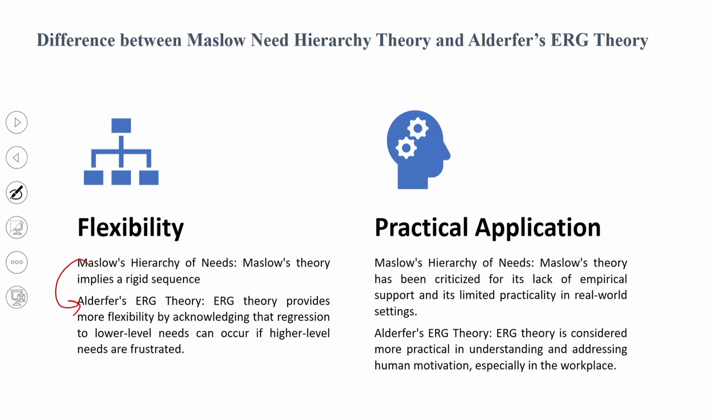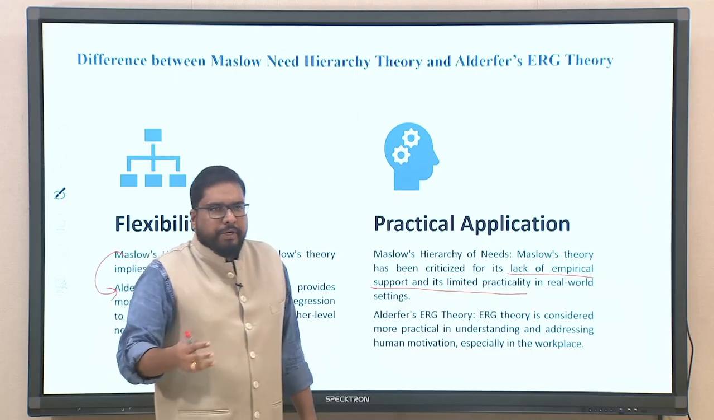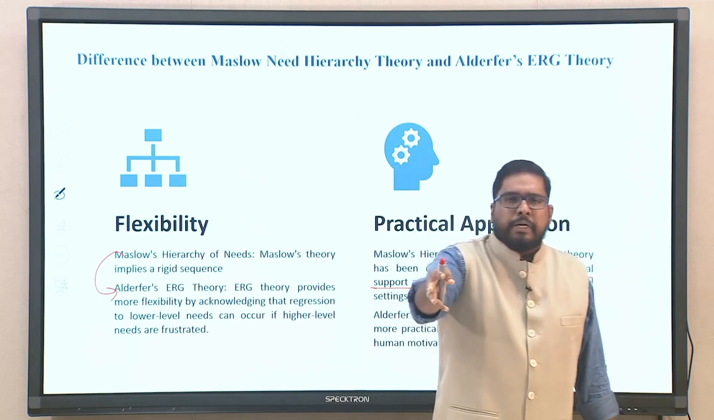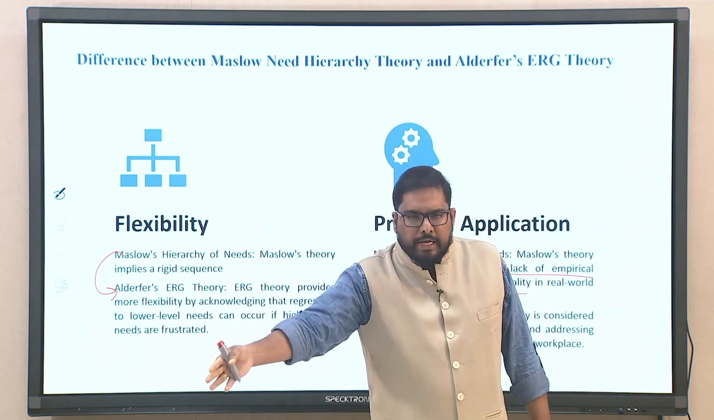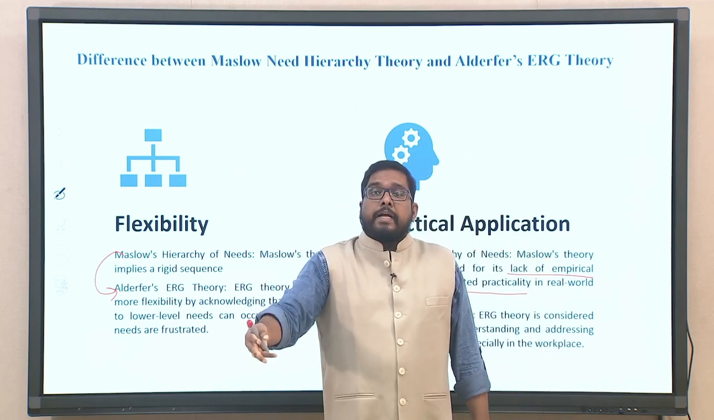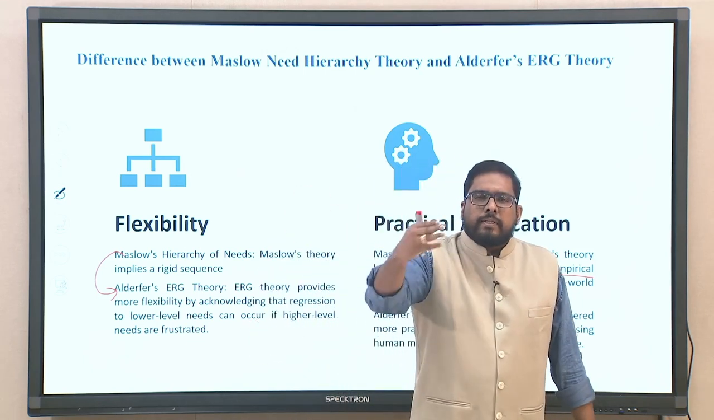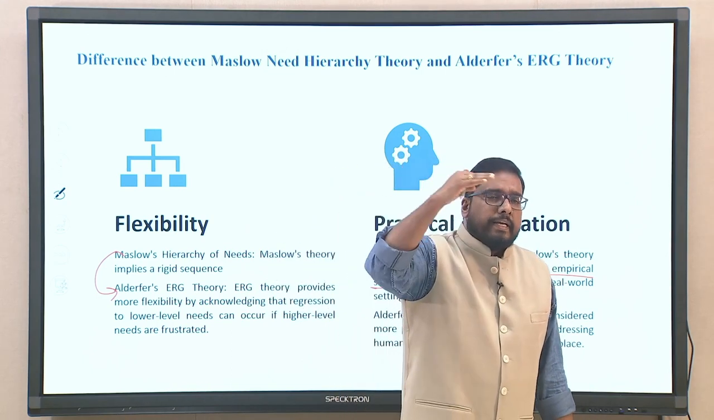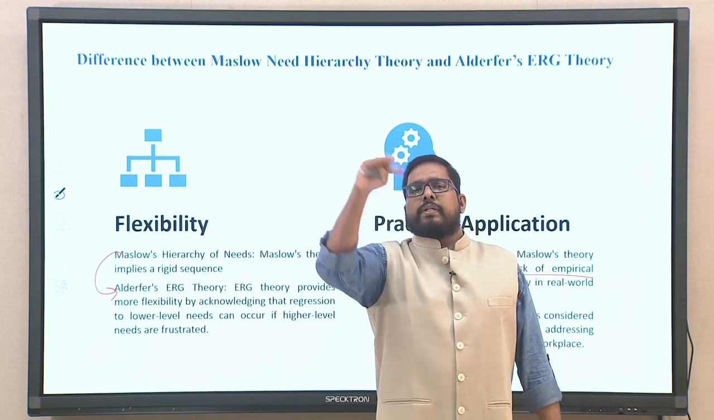When you look into the practical implication side of Maslow's hierarchy of needs, Maslow's theory has been criticized for its lack of empirical support and its limited practicality in real world settings. Because if you look into your own perspective, your own situation, you are venturing into an organization. I totally agree with Maslow. There are situations, if you introspect, that support this statement. We totally agree with Maslow that there is a hierarchy of needs. The moment each set of needs is satisfied, you move to the next level.